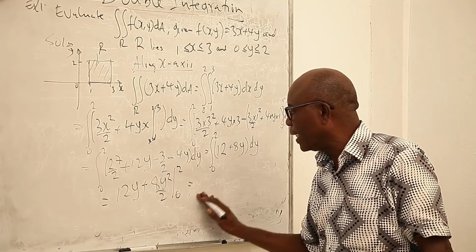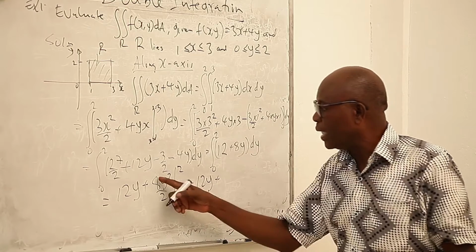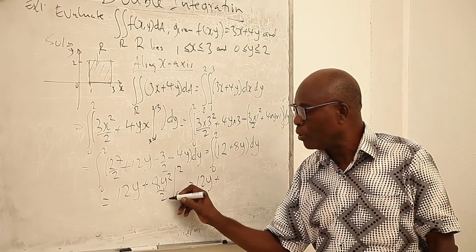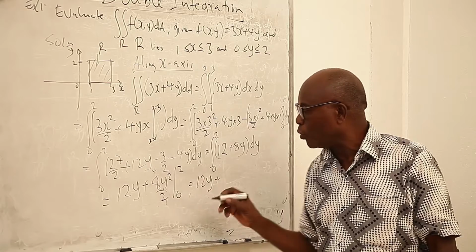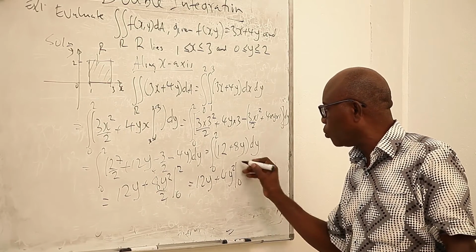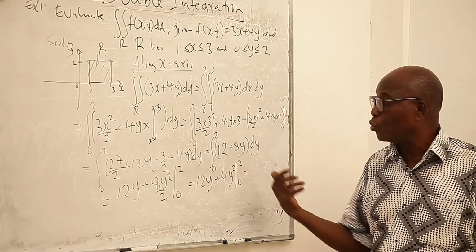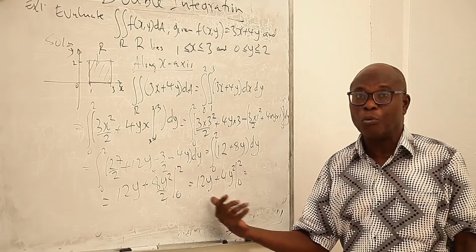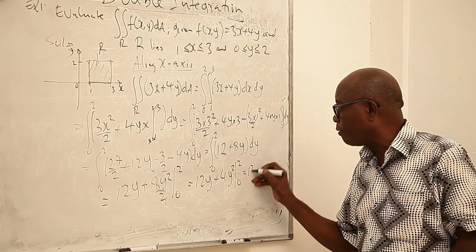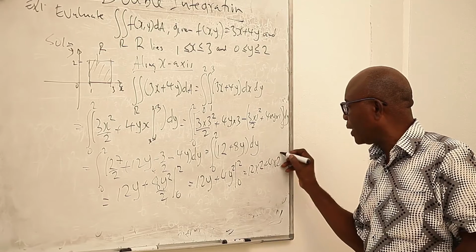So we can still tidy up. So we have 12y plus, this one going into 2, 1, this one into 4. So we're going to have plus 4y squared, 0 to 2. And so we put the limit. The upper limit is 2. Where we see y, we put 2. So we're going to have 12 times 2 plus 4 times 2 squared.